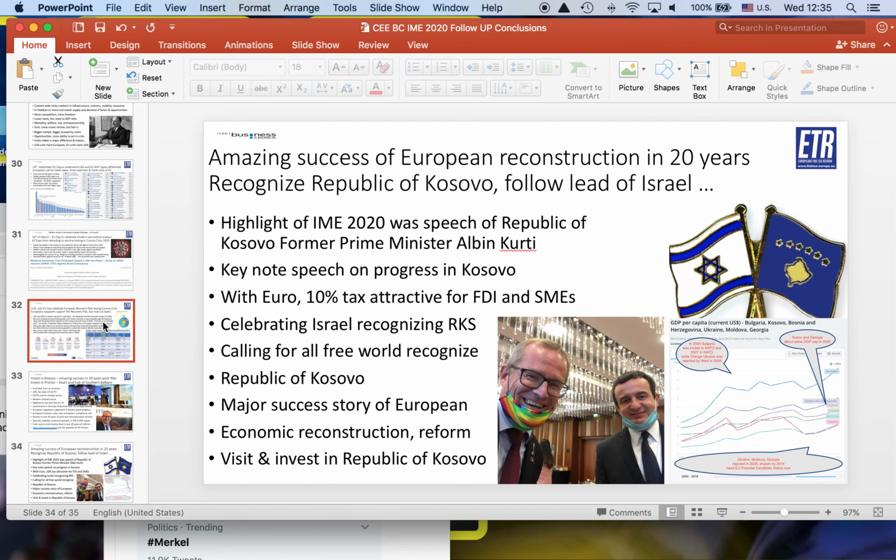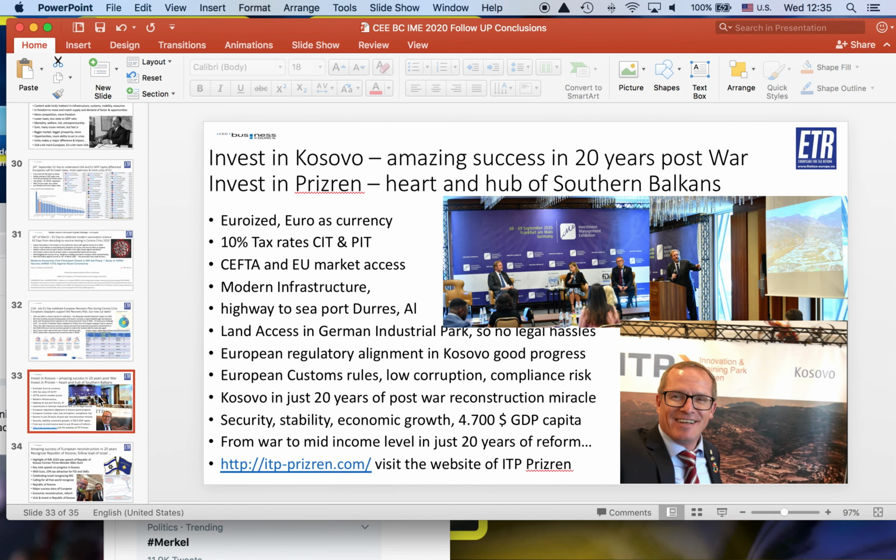Coming back to the IMF discussion we had about Kosovo, because that's also a reason for amazing optimism: just 20 years ago it was liberated by NATO in the 1999 Kosovo war, when the Serbs tried to ethnically cleanse and remove all the Albanians from their own territory in a terror campaign. That was, of course, a terrible crime, and NATO intervened and liberated Kosovo.